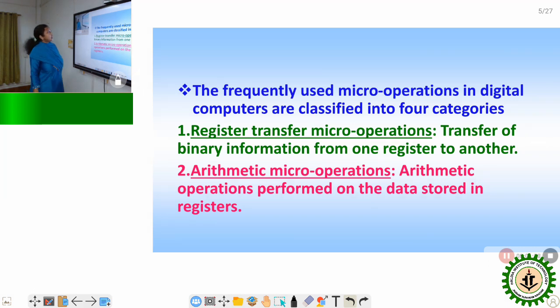Now the frequently used micro operations which are available in the digital computer are classified into 4 categories. What are they? Number 1 is the register transfer micro operation, which transfers binary information from one register to another register. The second one is the arithmetic micro operation, which is an arithmetic operation performed on the data that is stored in the registers.